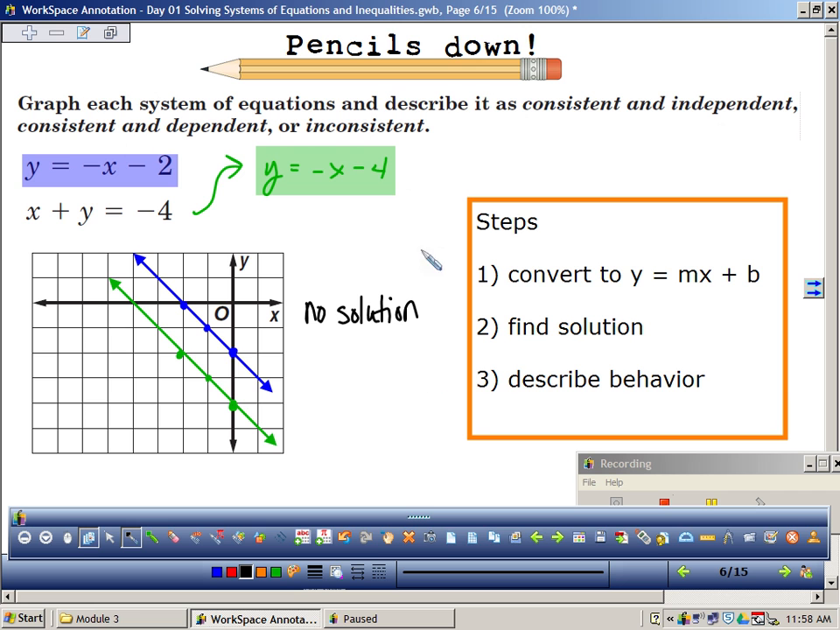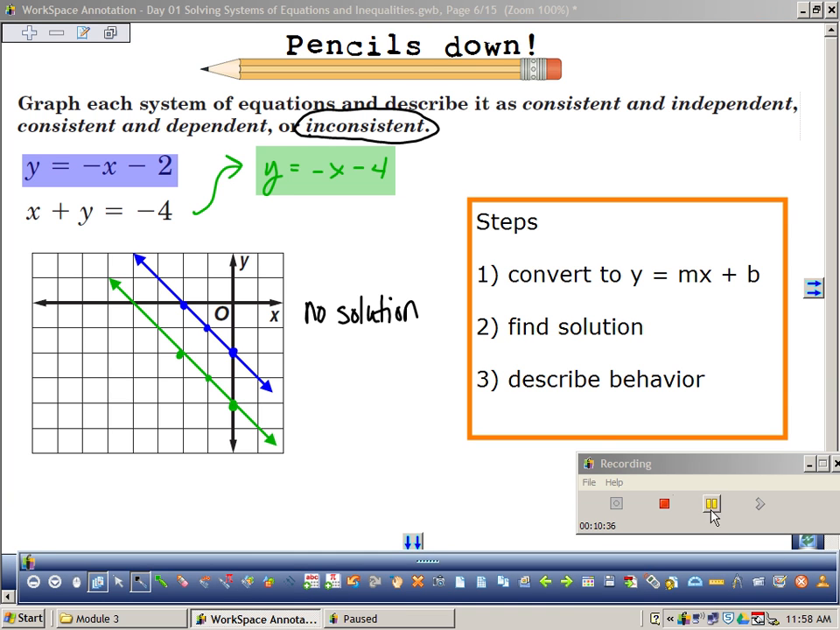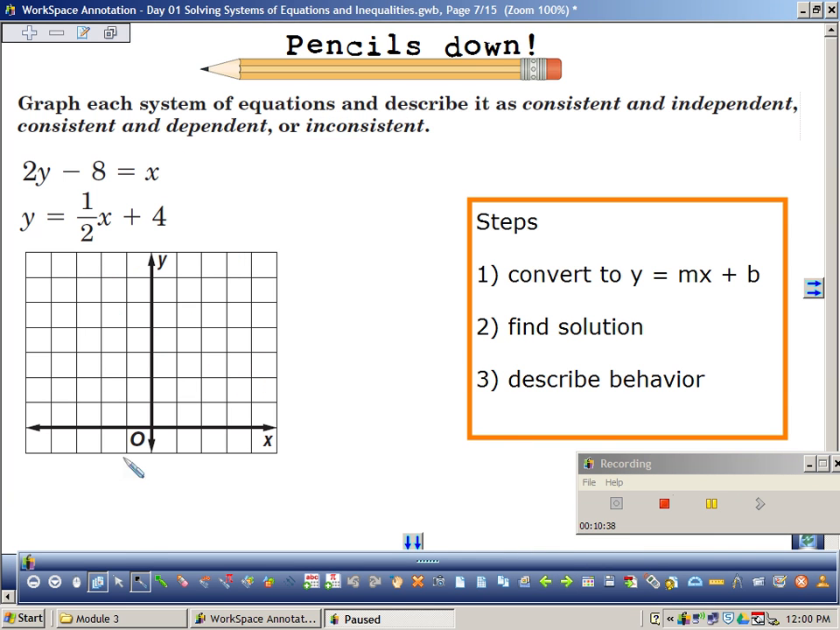Okay, so since these are parallel, we have no solution. And which one of these is it? Inconsistent. Go ahead and copy that down. Okay, let's do the next scenario.